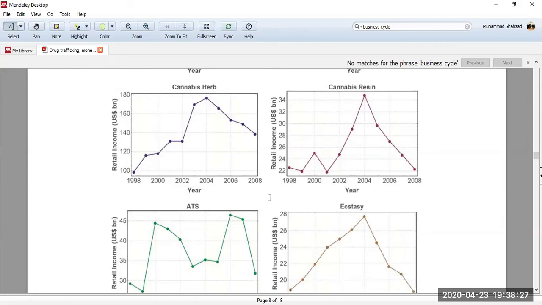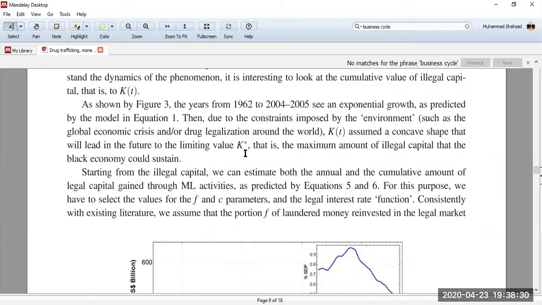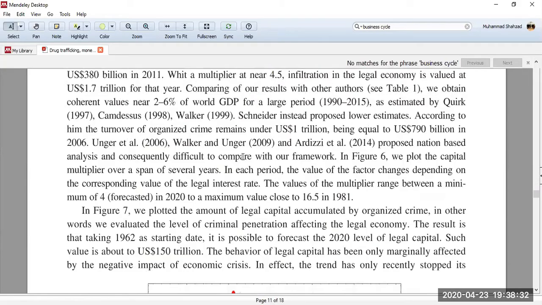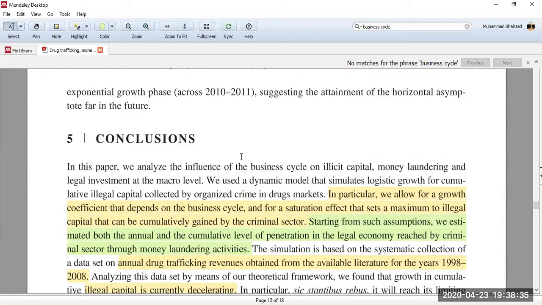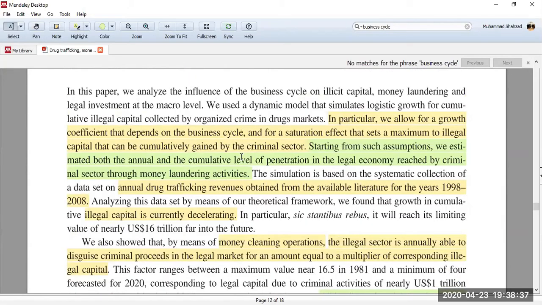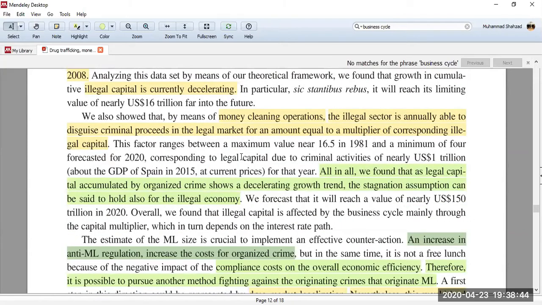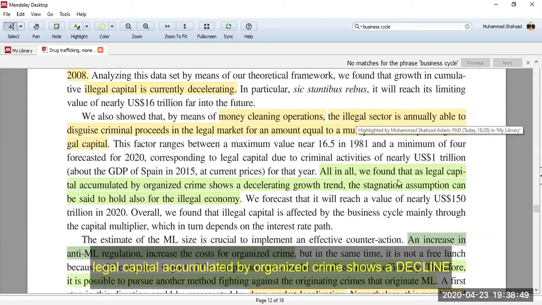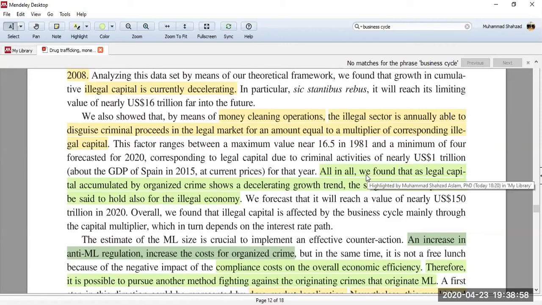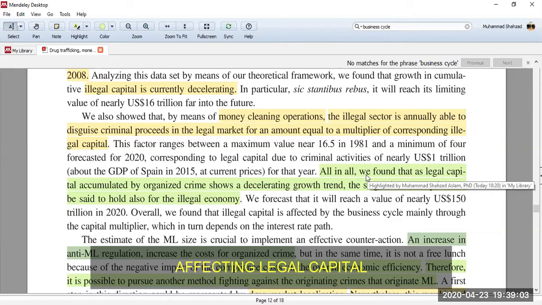So that's what they're talking about in this paper. Again, I'm not going into the technical aspects. If we see the conclusion, I'm going to discuss the main conclusions. Number one, the most important thing is that we found that the legal capital accumulated by organized crime shows a decline. And why did this happen? Because obviously the illegal economy is going to decline, and that affects the legal capital, which is also going to decline.